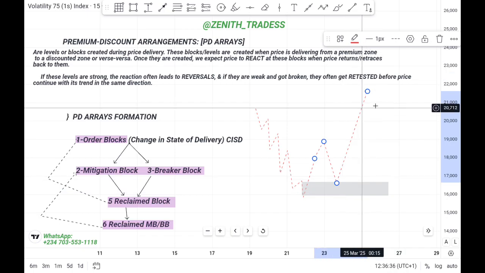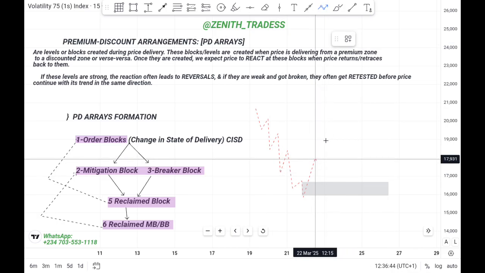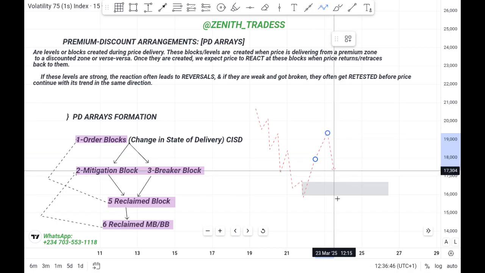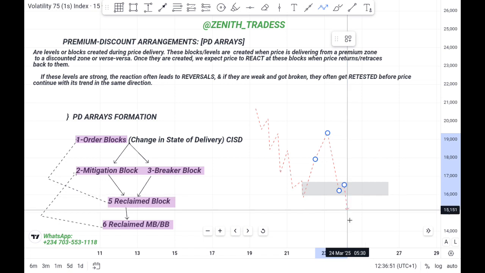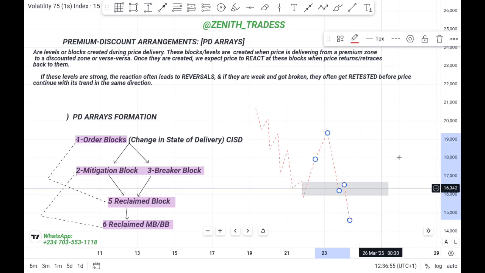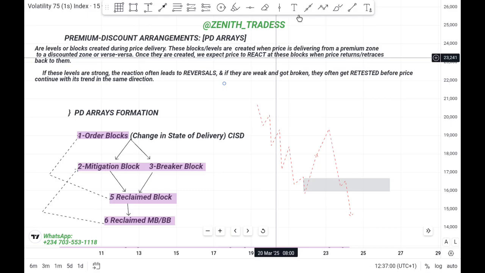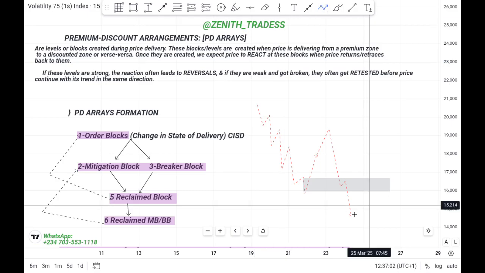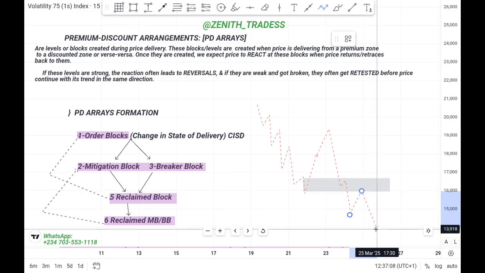In case, what if it failed? If as price is retracing, instead of it holding price as a support, it eventually got broken, maybe it gets just a little reaction and eventually got broken, then in this case, this order block has failed. And we expect now that when it failed this way, price will retest it and continue with the bearish trend.